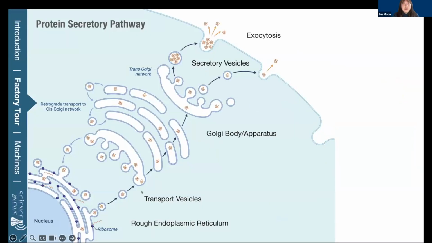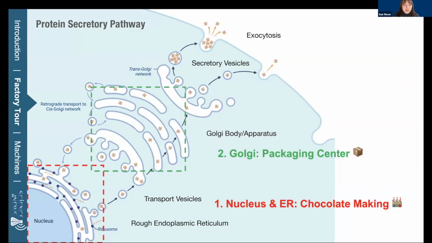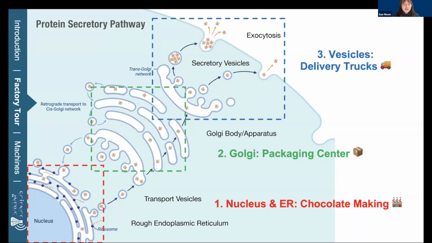So this is the overview of the secretory pathway of proteins. First, organelles called the nucleus and the endoplasmic reticulum are responsible for making proteins, similar to how the chocolate factories make chocolate. Second, proteins move to the Golgi apparatus, where proteins are added with chemical tags. It is similar to how chocolate is packaged and added with address labels.